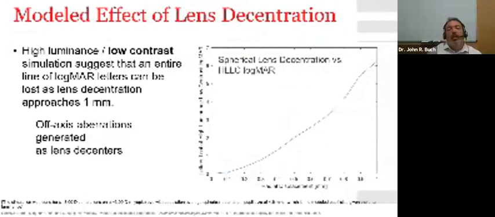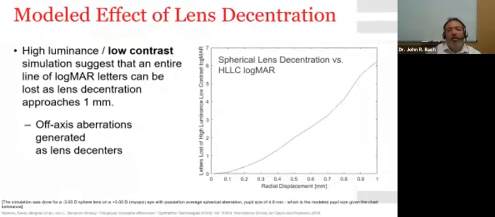Okay. This data was from a 2018 paper that shows the effect of lens centration on our visual acuity. In this paper, they showed that if you have high luminance, low contrast charts, and you decenter a lens radially.